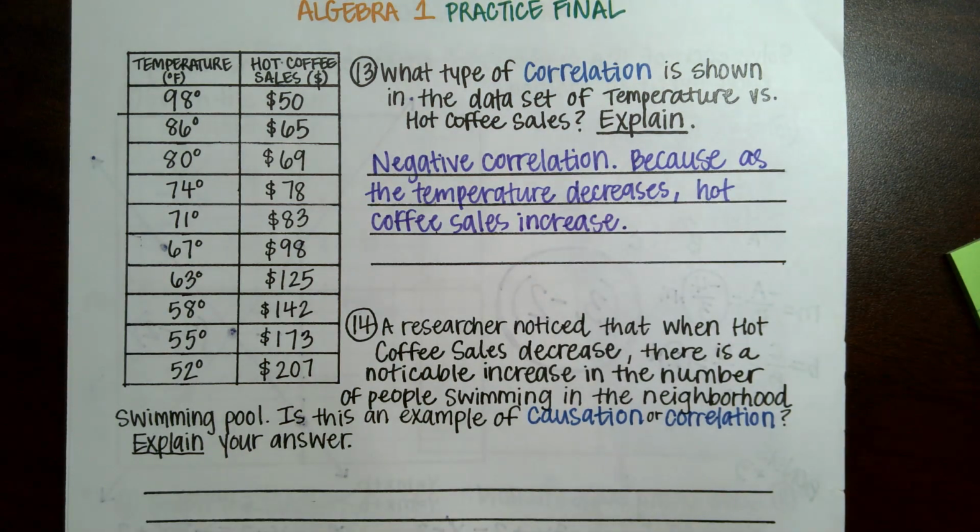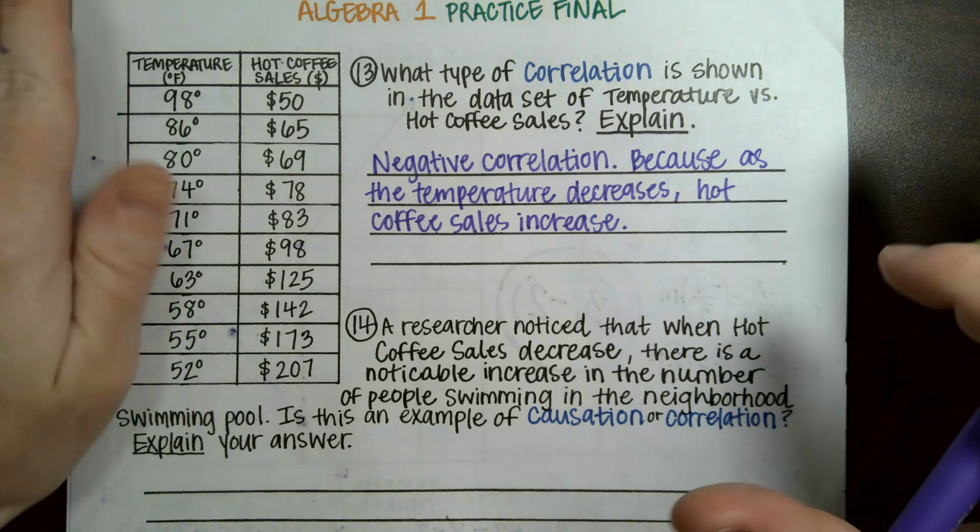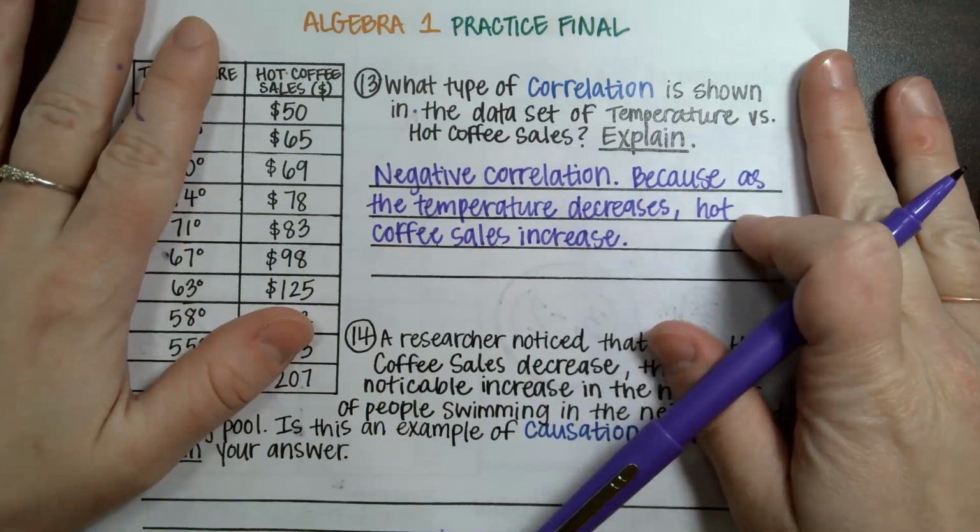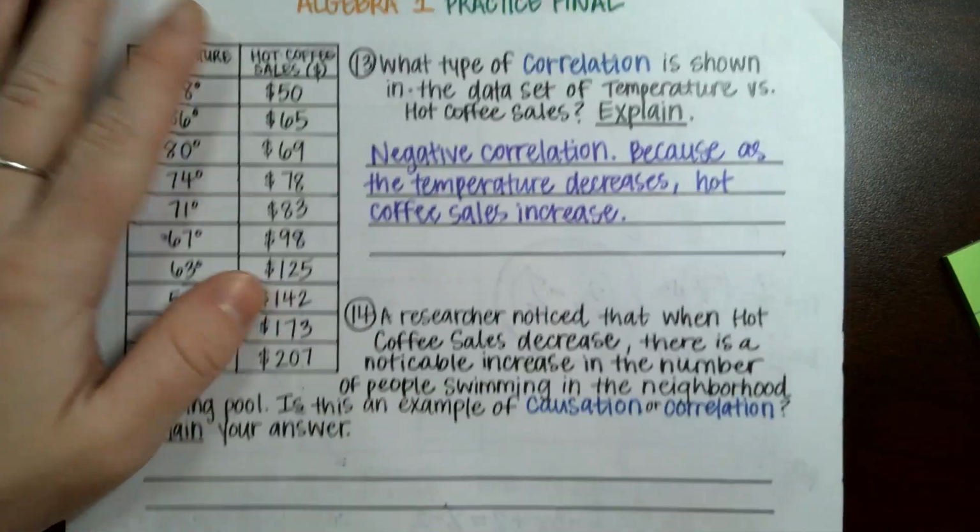All right. So there's number 13. Any questions about number 13? I put negative correlation. As the temperatures decrease, the sales increase. Perfect. That's a perfect explanation. Okay. Ready for 14?